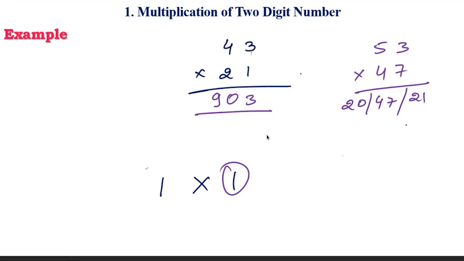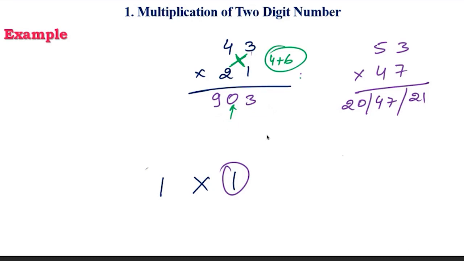Now, look at this. I'm just telling you this, focus on this step. 4 into 1, 4. Plus 2 into 3, 6. And 6 plus 4 is 10. You haven't written down 10 here. You written down only 0.